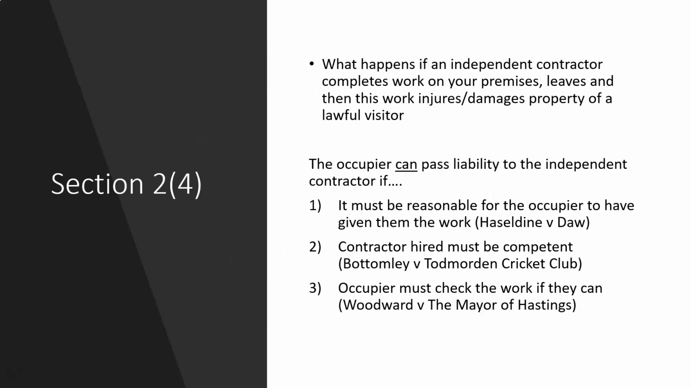But this bit, 2.4, is where they come and do the work, leave, and then someone else is injured by potentially their work. So the question is, can the occupier put their hands up and say, do you know what, I'm not liable, you should sue the independent contractor, not me? And there's a test for that, and there's 3 parts. Number 1, it has to have been reasonable for the occupier to have given the independent contractor the work in the first place. And you can see that really clearly in Hazeldean v Dorr.